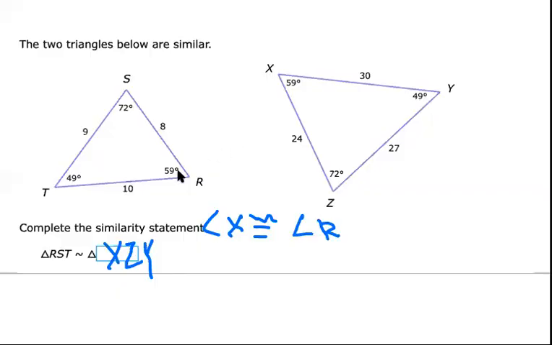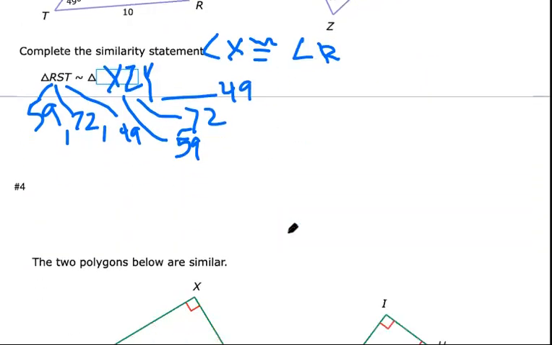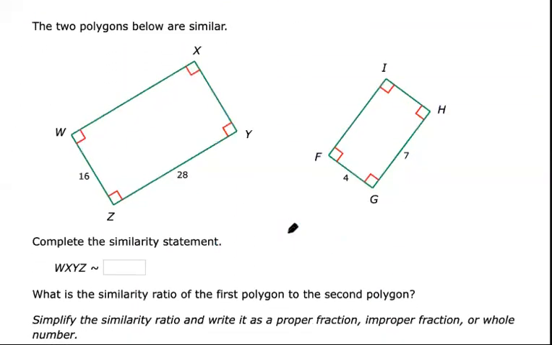All right, if I match all these up, so you got R 59, S 72, and then finally T be 49, and then it's going to be the same for these right there, 49. Second term is 72, and the last one right there is 59. All right, two polygons below are similar, and then we're going to complete the similarity on this one as well.